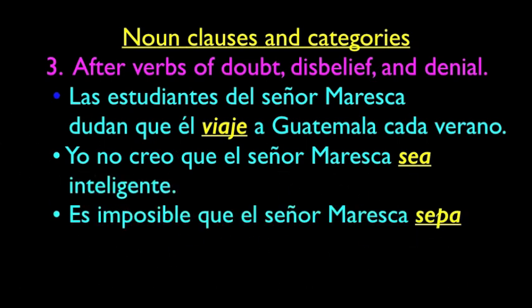You don't believe that I'm intelligent. Well, just because you don't believe it, you're probably right. But anyway, let's go on to the next one. Es imposible que el señor Maresca sepa hablar español. Remember all of the posibles and the probables, as long as you're changing subjects, will take the subjunctive.